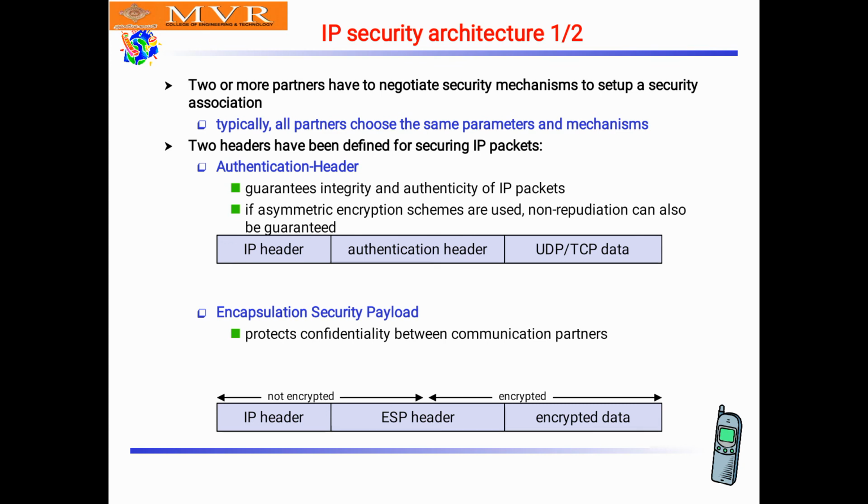IP security: two or more parties have to negotiate a security mechanism to set up a security association, and here two headers have been defined for securing IP packets: the authentication header, which guarantees integrity and authenticity of IP packets, and the encapsulation security payload also. So the security architecture uses the IP header, authentication header, and UDP or TCP data, and the protection of confidentiality between the communication parties uses the IP header, ESP header, and encrypted data. So the IP header and the ESP header are not encrypted, and the data is encrypted by IP security.